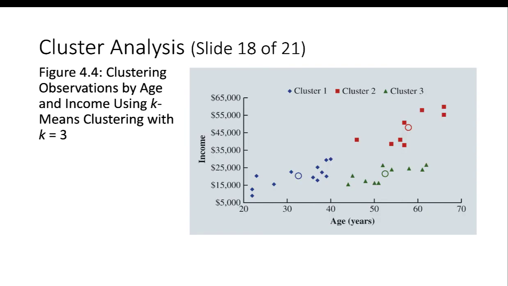This figure shows an example of K-means clustering using the KDC dataset. Here we're doing 3-means clustering, meaning that K equals 3, right? So you see 3 clusters. It's based upon customer income and customer age. Cluster 1 is characterized by relatively younger, lower income customers, and the circles are the centroids. Cluster 2 is characterized by relatively older and higher income customers, and cluster 3 is characterized by relatively older and lower income customers.